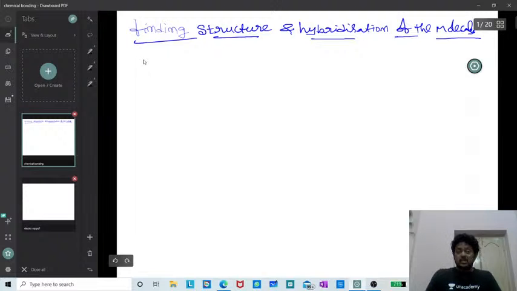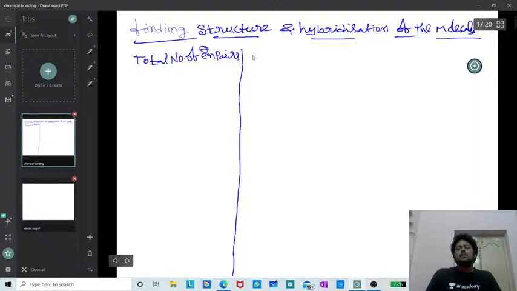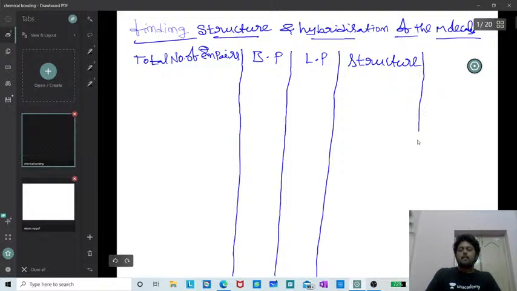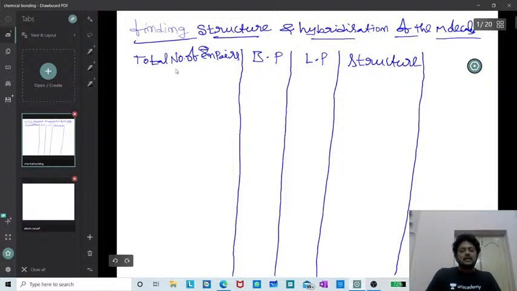The columns are: total number of electron pairs, in that the number of bond pairs, the number of lone pairs, the geometry or structure of the molecule, and hybridization. Here I am giving hybridization with the total number of electron pairs. This tabular form is important for us.